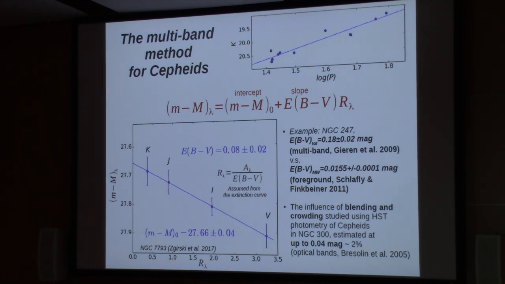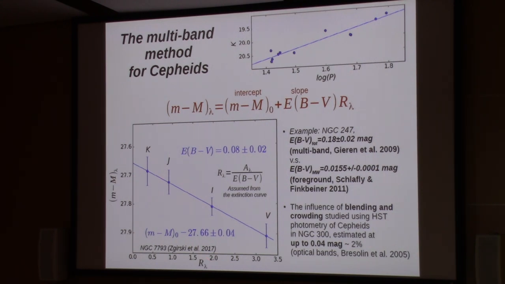And this is the method that we use, called the multiband method. Basically, when we write the distance modulus, it depends on the band, on the wavelength we measure it in, because we are affected by reddening, by the extinction. And we may write such a wavelength-dependent distance modulus as some true distance modulus, plus the influence of the reddening that we split into the so-called color excess. So this is how color is affected by the reddening, and the reddening curve. This value is tabulated. It may depend a little bit on environment, but in general, this is fixed here.